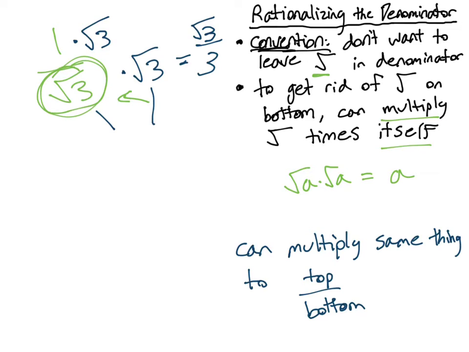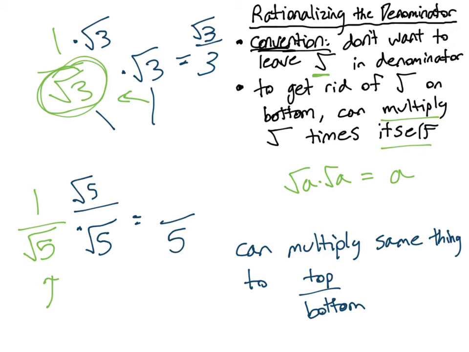So to look at another similar example, if we have the fraction 1 divided by the square root of 5, we don't want to leave this square root of 5 in the denominator, and the way that we can move that into the numerator is by multiplying times the square root of 5. Those square roots will cancel out in the denominator, and we're just left with 5, and 1 times the square root of 5 is the square root of 5.